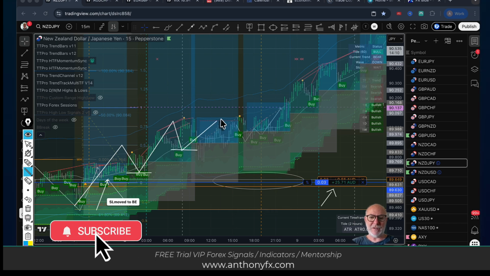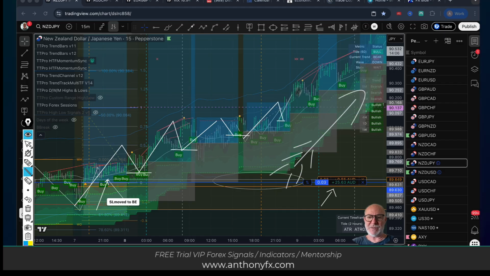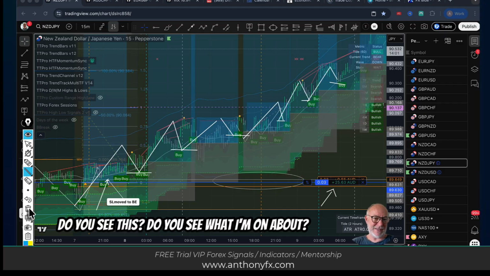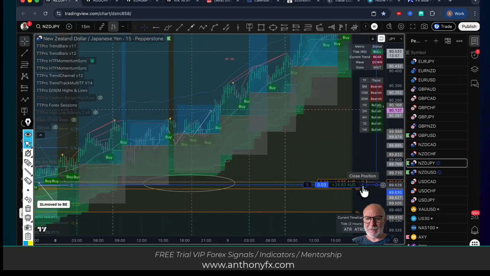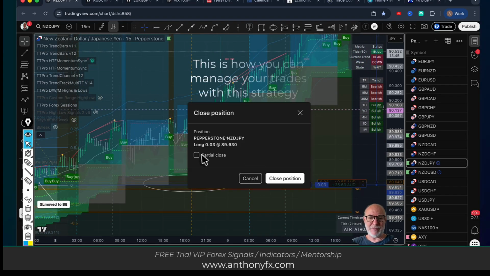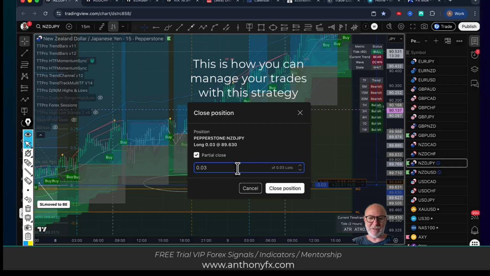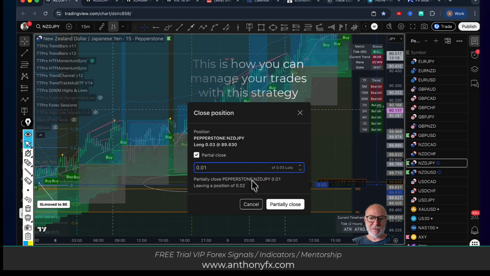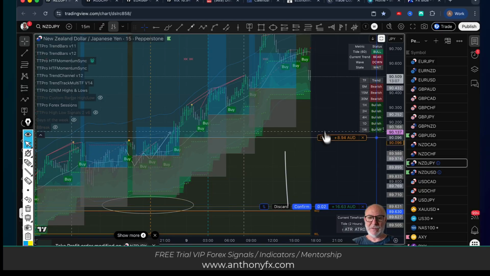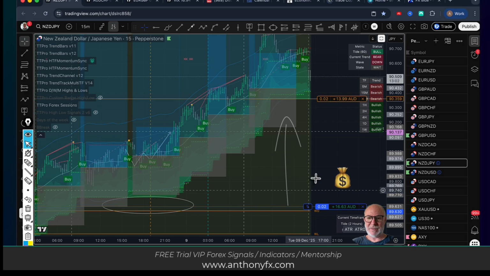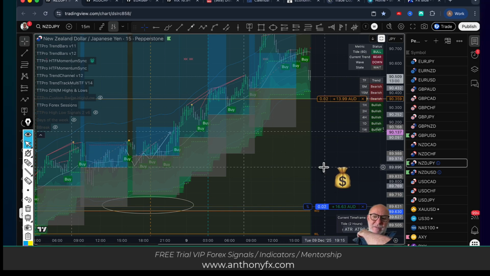Close 50, open another position. Take 50% off the previous, open the next one, and just keep going. Do you see this? Do you see what I'm on about? Close position, and I can take partials. Well, I'm just going to close a third of my position. That'll do. What I might do with that now is move my stop loss up to here, and that is fully in the money. It just doesn't matter what happens after this.